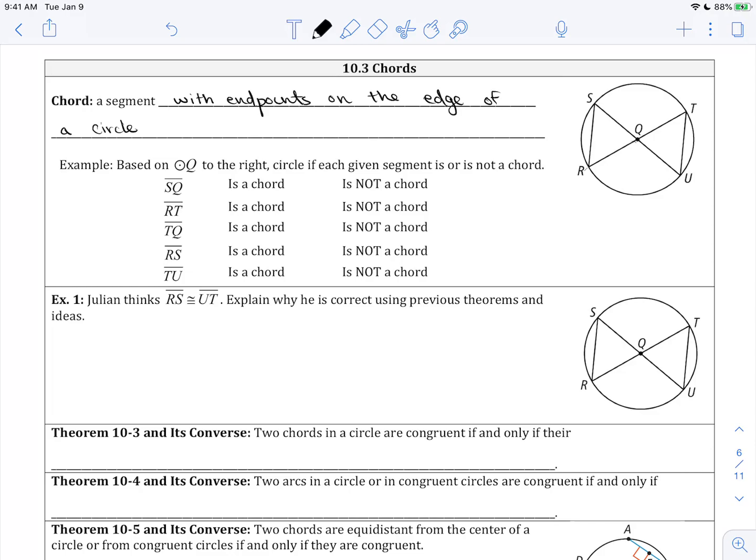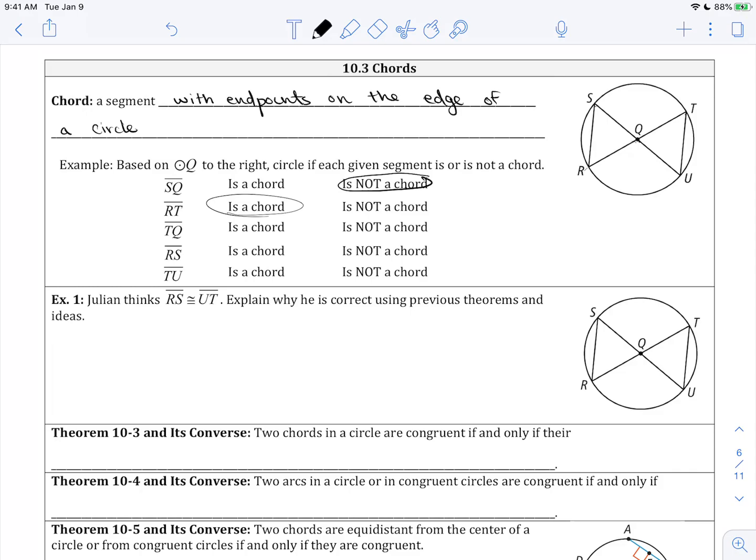So segment SQ. S starts on the edge of a circle, but then it just goes to the middle here, right? So it doesn't have both endpoints on the edge of the circle, so that is not a chord. RT, right? RT starts on one edge and goes all the way across, and it has both endpoints on the edge of the circle, so that one is a chord. Okay, and I'm going to just erase that.